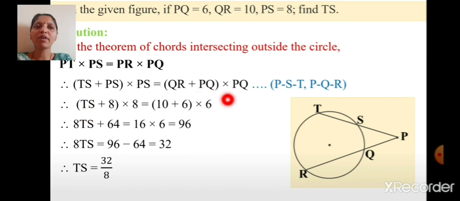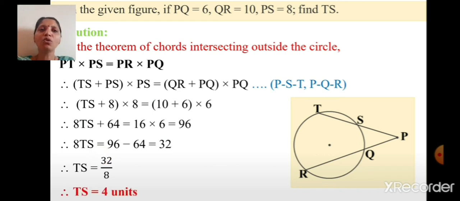Now let's simplify this. Substitute the values here: (TS plus 8) into 8 is equal to (10 plus 6) into 6. Now 8 into TS plus 8 into 8 is 64, that is equal to 10 plus 6 is 16 into 6. If you simplify this, 16 into 6 is 96. So 8 into TS is equal to 96 minus 64, that is equal to 32. So therefore TS is equal to 32 upon 8, that is equal to 4 units. So the value of TS is 4 units.